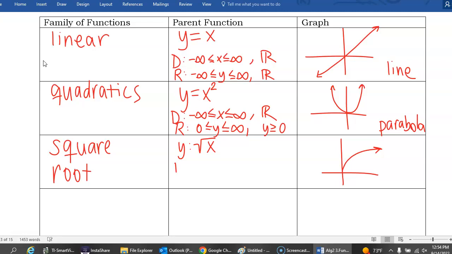So for the domain then, because we can only root positive values, our domain is only positive numbers. And for our range, because our outputs are only positive values, our range is also only positive values. So we can shortcut these, y and x respectively, greater than or equal to 0. But either way.